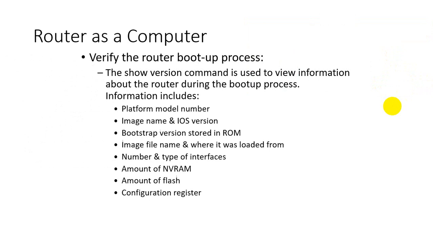How to verify the router boot up process? The show version command is used to get information about the router during the boot up process. If we run the command show version, we will be able to see the model number of the platform, the image name and IOS version, the bootstrap version stored in ROM, the image file name and where it was loaded from, the number and type of interfaces, the amount of NVRAM, the amount of flash, and the configuration register.